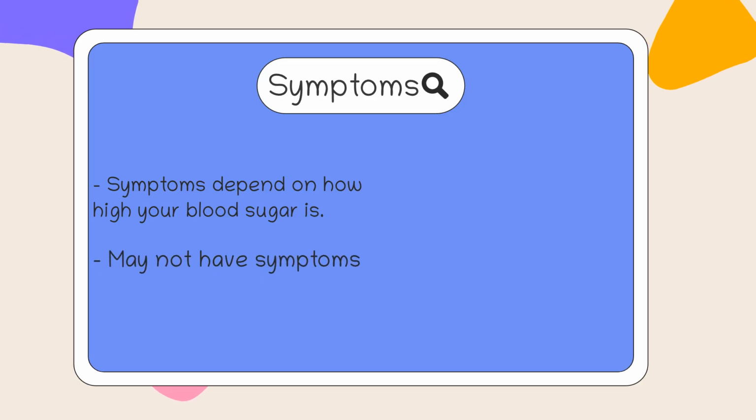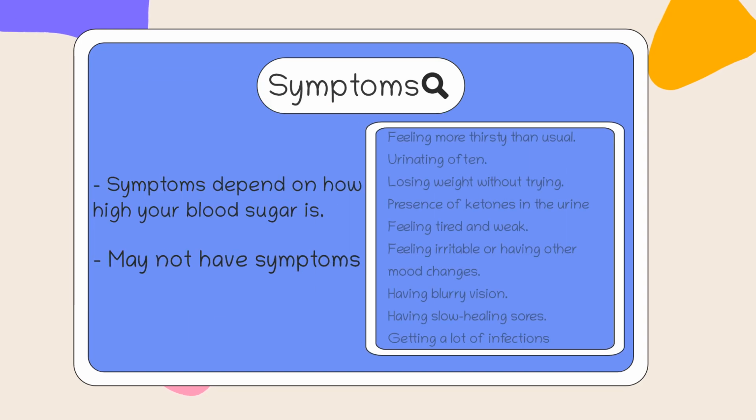Some of the symptoms of type 2 diabetes are feeling more thirsty than usual, urinating often, losing weight without trying, presence of ketones in the urine, which are a byproduct of the breakdown of muscle and fat that happens when there's not enough available insulin, feeling tired and weak, feeling irritable or having other mood changes, having blurry vision, having slow healing sores, getting a lot of infections such as gum, skin, and vaginal infections.